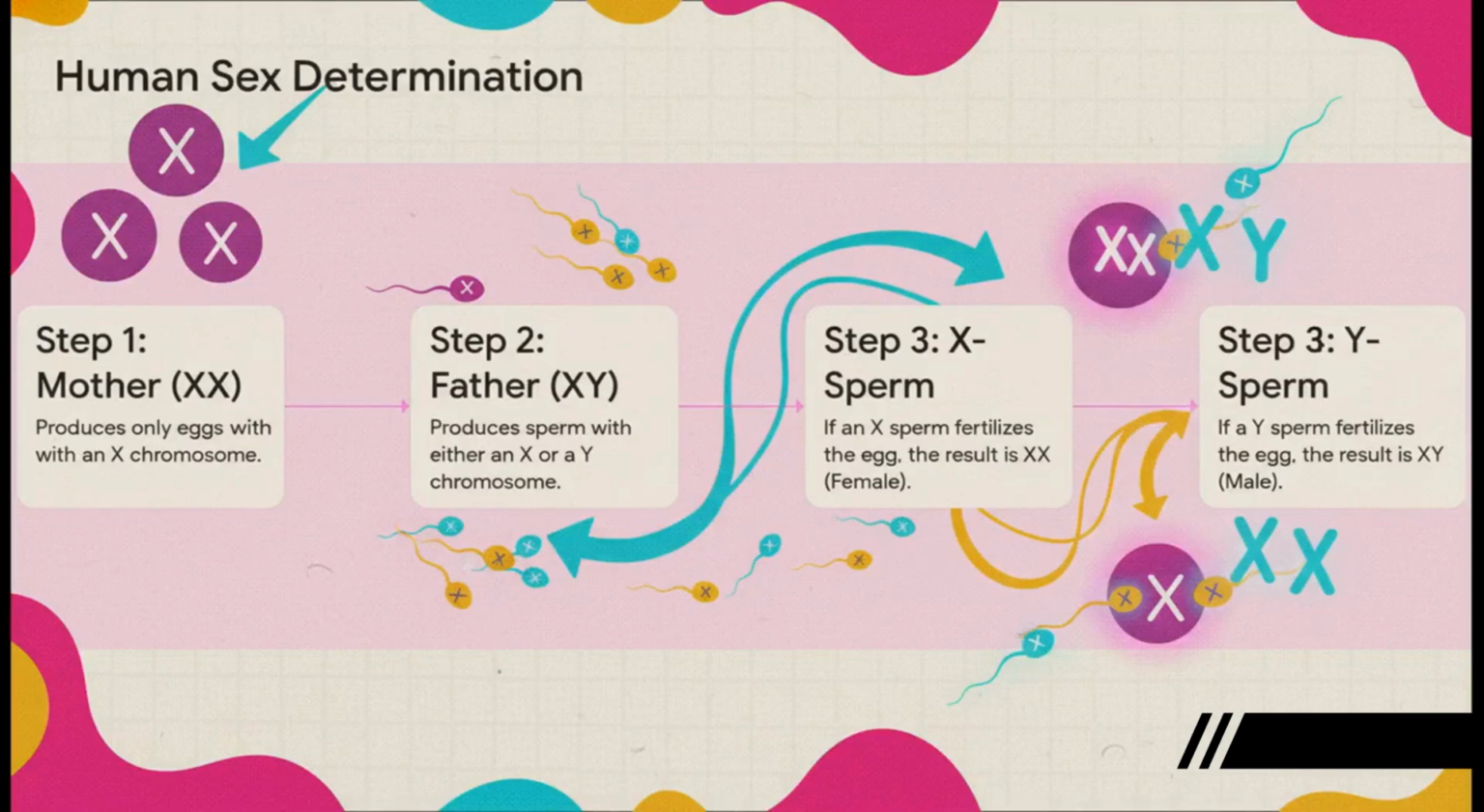So, here's how it all plays out. Think about it. A mother has two X chromosomes, so every single egg she produces, no exceptions, is going to have an X chromosome inside. That's all she has to give. But the father, he's got an X and a Y. So his body produces two kinds of sperm, in pretty much a 50-50 split. Half of them carry an X and the other half carry a Y. So the whole thing just comes down to a coin toss, really. Which sperm gets to the egg first?